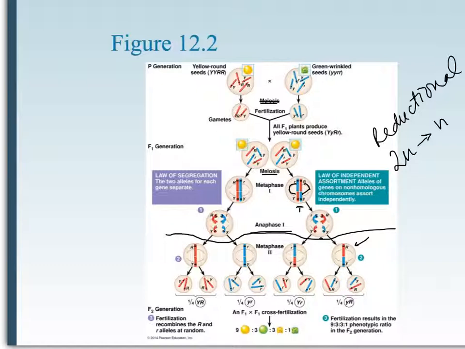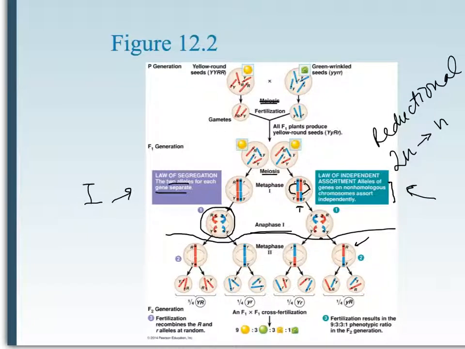When we look at this, there are two of Mendel's laws: the law of segregation and the law of independent assortment. The law of segregation says the 2 alleles for each gene separate, because those alleles are on 2 different chromosomes. That's what this is showing you right here, and that is part of meiosis 1. Over here, the law of independent assortment says alleles of genes on non-homologous chromosomes assort independently.